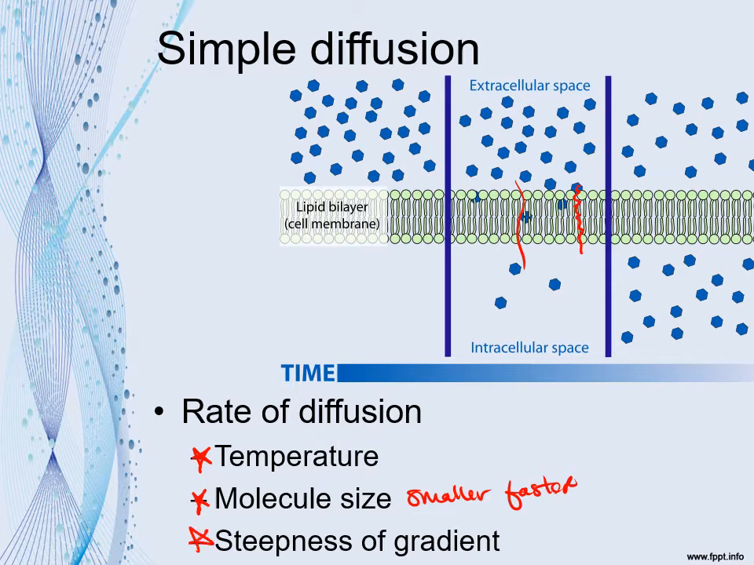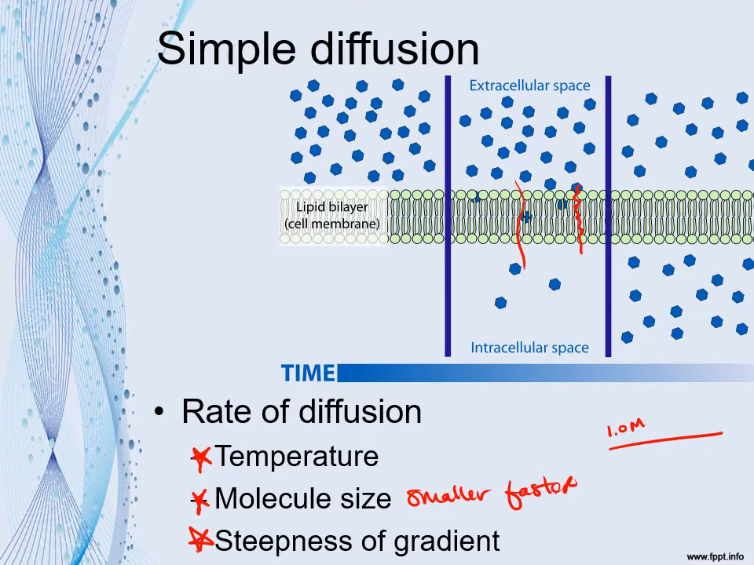And the steepness of the gradient is also going to impact how quickly things can diffuse across a membrane. This is just talking about the differences between the concentrations on the sides of the membrane. So if here's my membrane, and on this side I have 1 molar, remember that molarity is our unit of measurement for concentration.